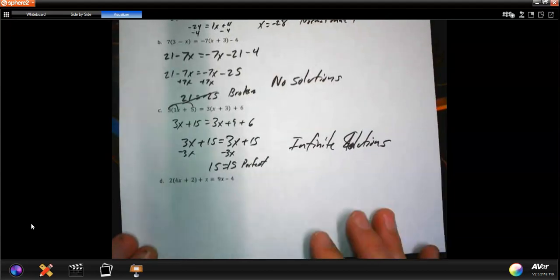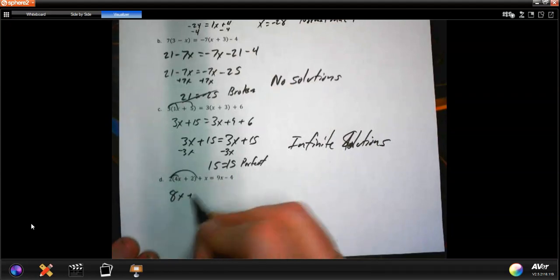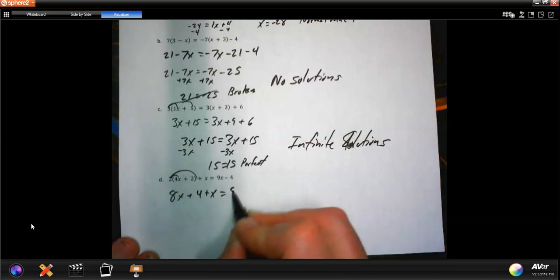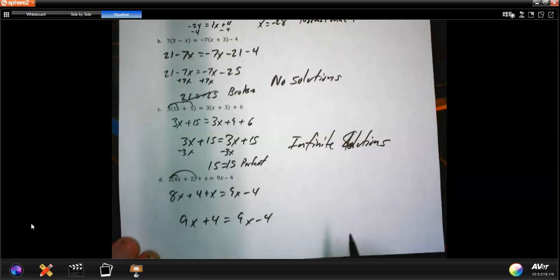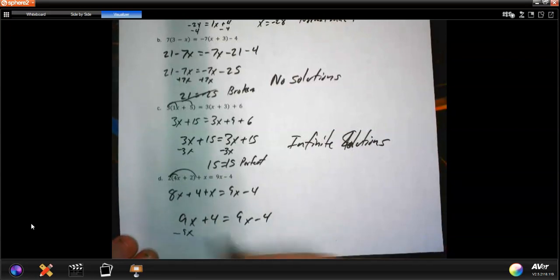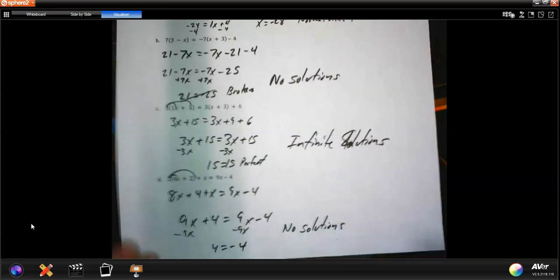And one more here. 2 times 4 is 8x. 2 times 2 is 4 plus x equals 9x minus 4. It's 9x plus 4 equals 9x minus 4. They look the same, but they're not, right? Because if I subtract 9x, I get 4 equal to negative 4. That doesn't work, right? So that is broken. No solutions there.